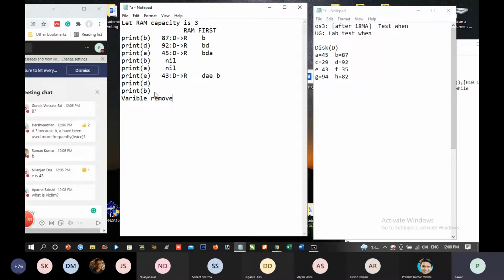Is it correct? That is correct. But the technical name is not sacrificed. In the book, you will find it under the name of victim. And a disk to RAM data transfer is called fault.